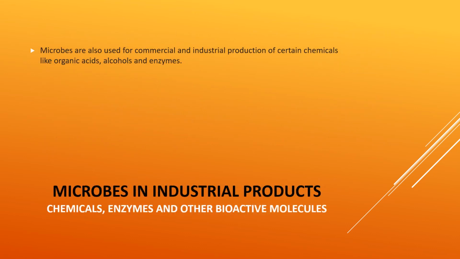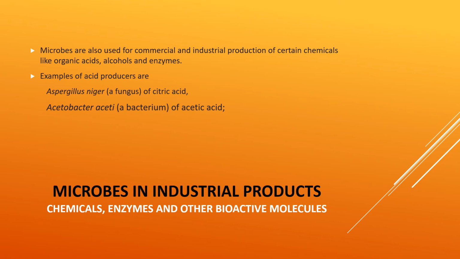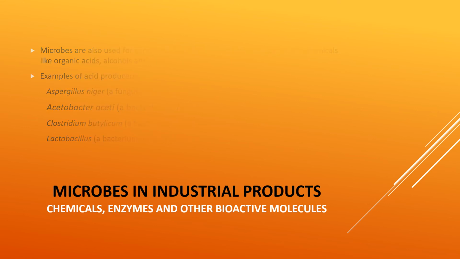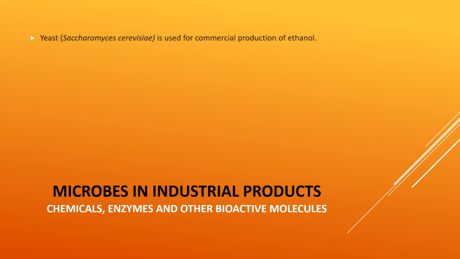Microbes are also used for commercial and industrial production of certain chemicals like organic acids, alcohols, and enzymes. Examples of acid producers are Aspergillus niger for citric acid, Acetobacter aceti for acetic acid, Clostridium butylicum for butyric acid, and Lactobacillus for lactic acid. Yeast is used for commercial production of ethanol.